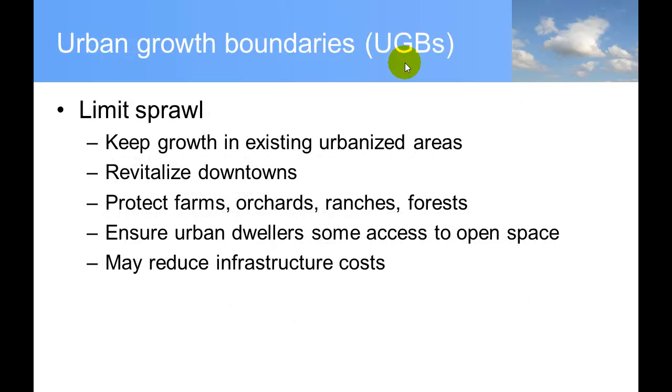Urban growth boundaries, like the ones established in the Portland region, are designed to limit sprawl. They try to keep the growth in the existing urbanized areas. They try to keep the downtowns revitalized to promote redevelopment of those areas. It's also to protect the rural areas so that farms and other rural communities maintain their character. It ensures urban dwellers have some access to open space, and tries to reduce some of the infrastructure costs.